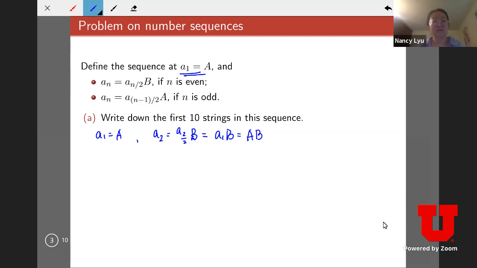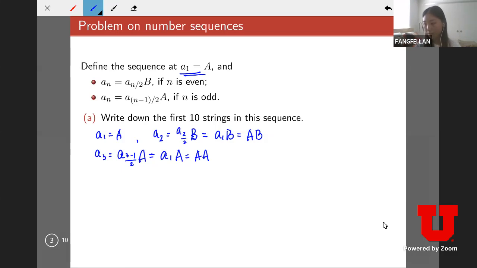And then we keep going, A3. So 3 is odd, so we plug into the second formula. We get A3 minus 1 over 2. So that's still A. We have A here from the formula, and we have A1A. That gives us AA for A3. And then A4, we keep going. It becomes A2B. And we have A2 here.